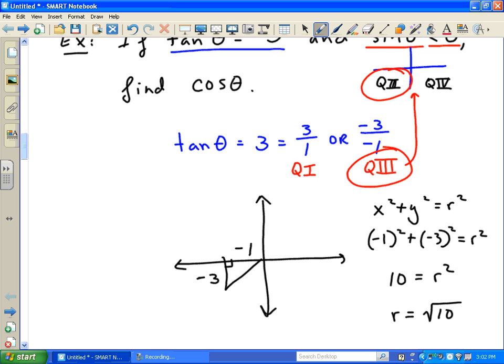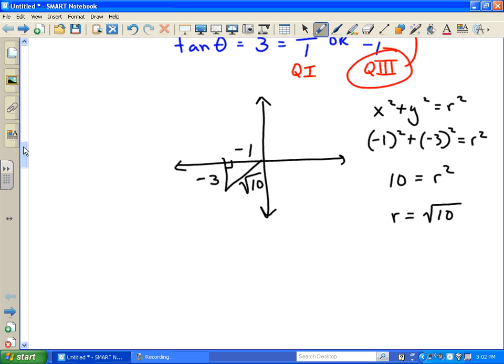The value for r will always be positive, so you want to choose the positive root. So there's square root of 10. Now this question asked you, given this information, find the cosine of theta. We are now ready to answer this question. Cosine of theta, we know, is the value x over r. The x value in this case is negative 1. The r value is square root of 10.